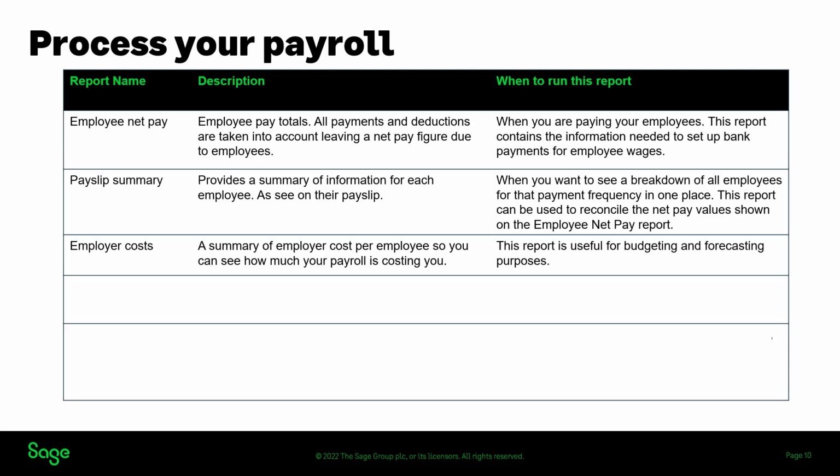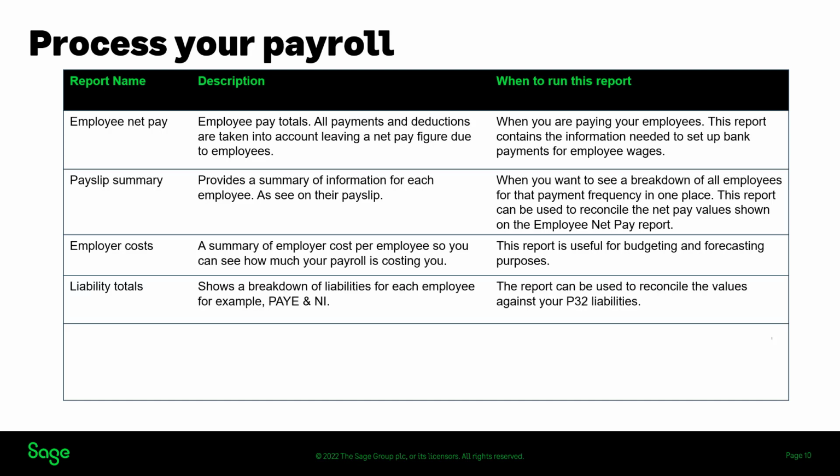The employer costs report is a summary of the cost to you as an employer. You can see how much the payroll is costing you, and it's a good report to use for things like budgeting and forecasting future pay runs. The liability totals report would be run for each period, and that will show you things like PAYE and national insurance, and you will be able to reconcile those values against the P32 report, which we're going to cover soon.